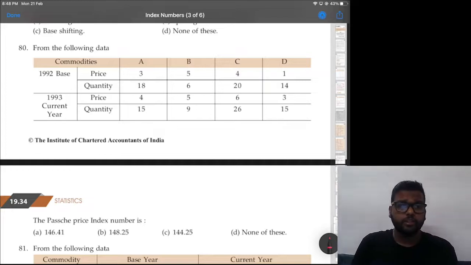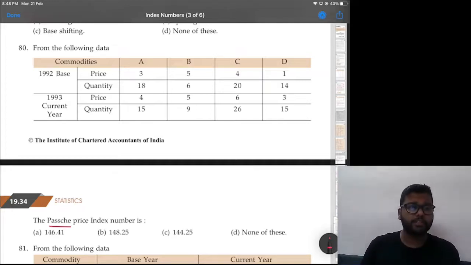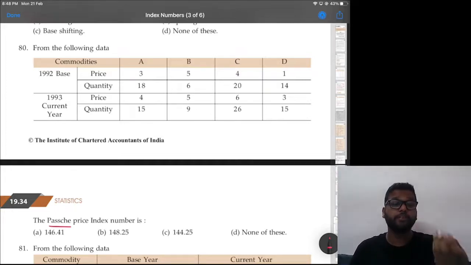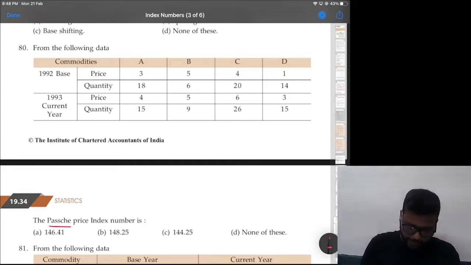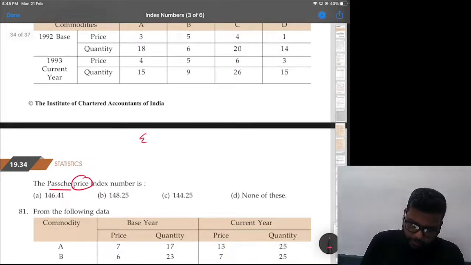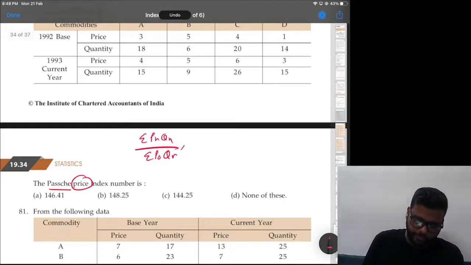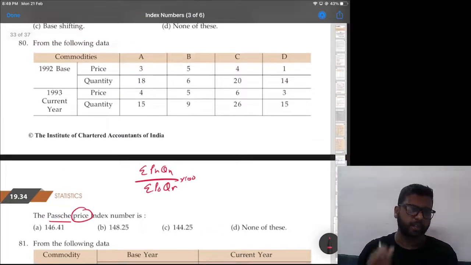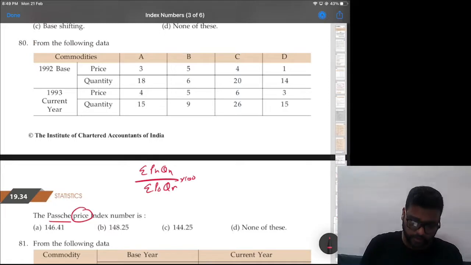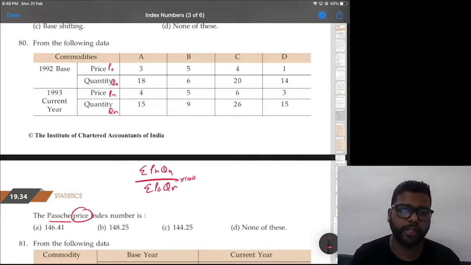So Paasche's, what is the weight in Paasche's index number? Price index number we want, that means quantity of current year is the weight. So formula is going to be summation PnQn by summation P0Qn into 100. Right. So let's just do it. It is better if you name the columns first. For base here it is going to be P0 Q0, Pn Qn. Right. P0 we are not going to need.